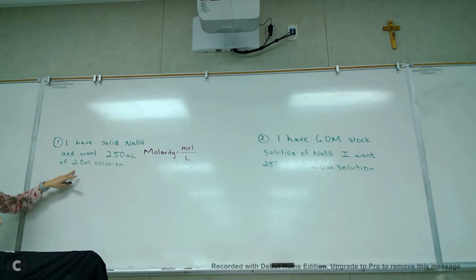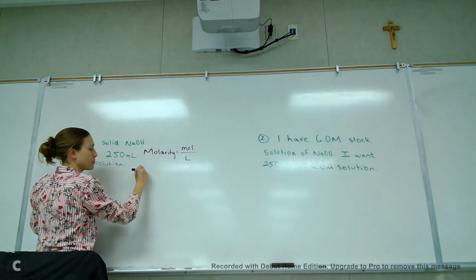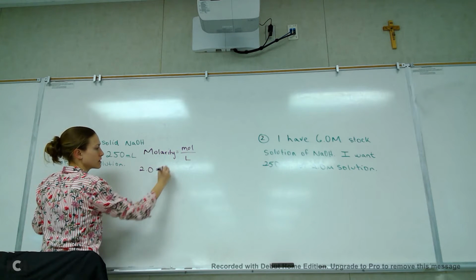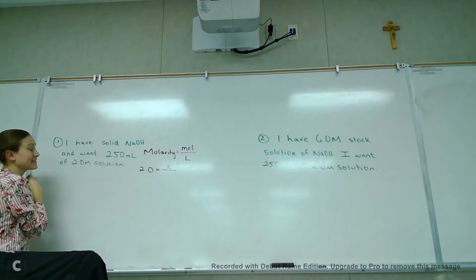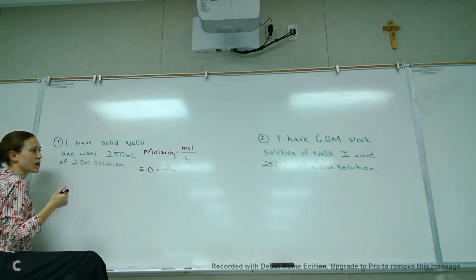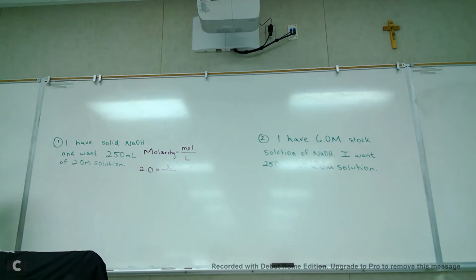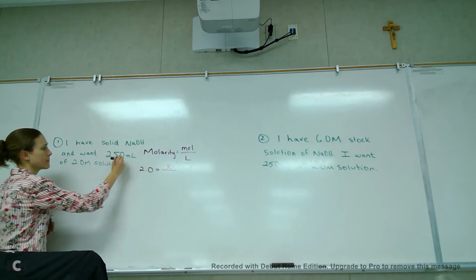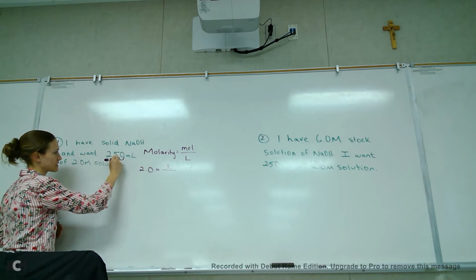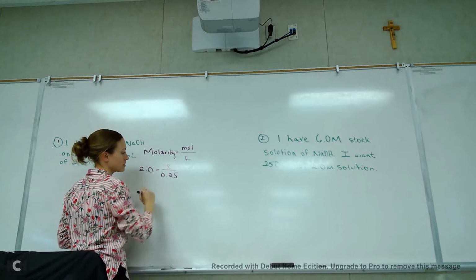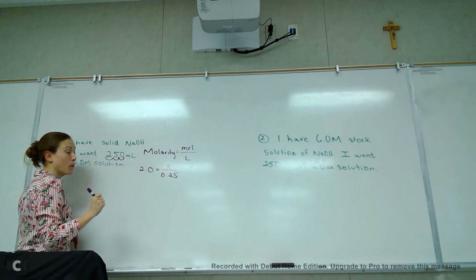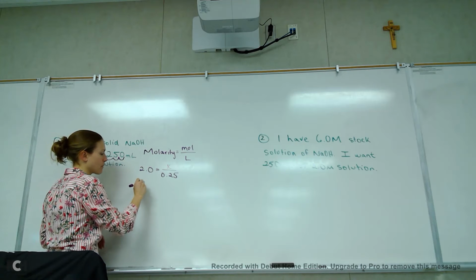So for here, I know my concentration, it's 2.0. I'm solving for moles. My volume needs to be in liters, and right now it's in milliliters. So I'm going to just do this in my head. I'm fine with you doing it in your head if you can do it. If not, actually show your conversion. But I'm going to just move my decimal place over 3 places. 1, 2, 3. So this is going to be 0.25. So the moles that I end up getting would be 0.5 moles.